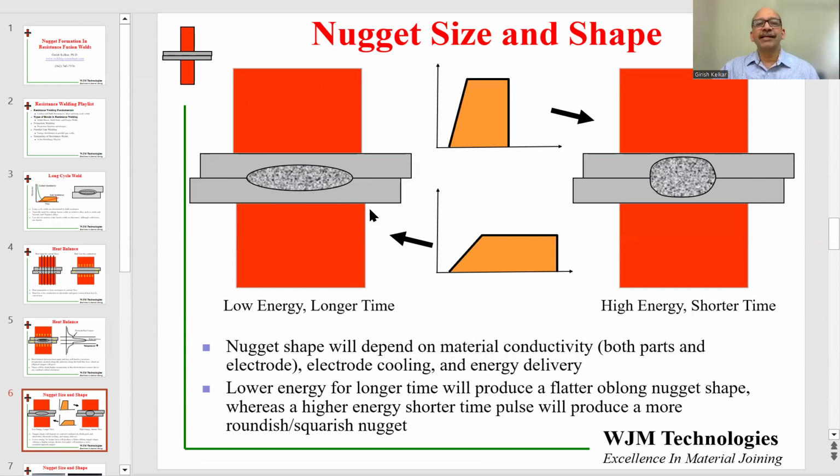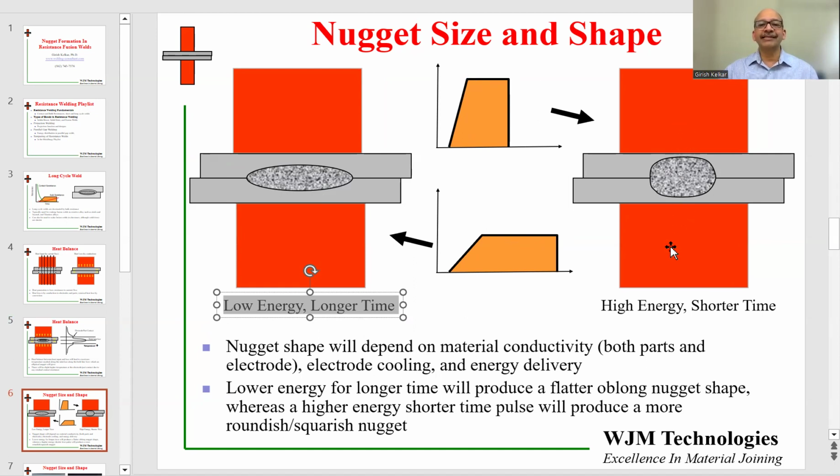As I've shown you schematically on the left, if you provide energy which is lower energy for a longer time, you're going to be more likely to make a nugget which is not as tall, but more in the diameter over here. On the other hand, if you provide a sharper increase in energy to a higher current level for a shorter time, then the nugget is more likely to grow in the vertical direction.